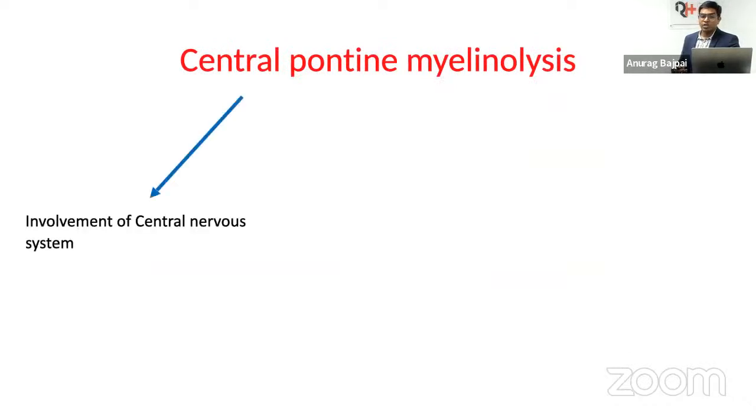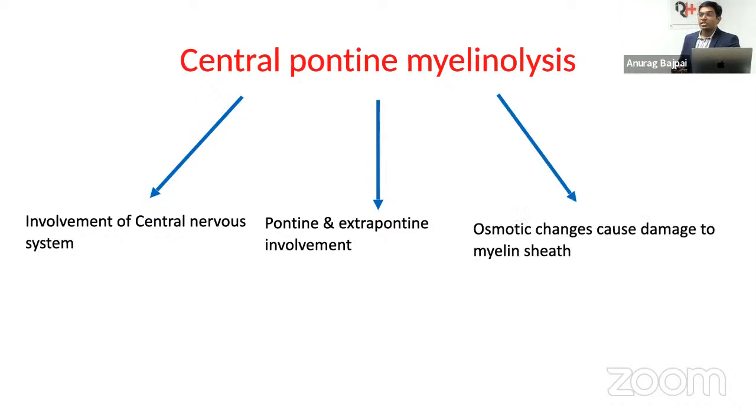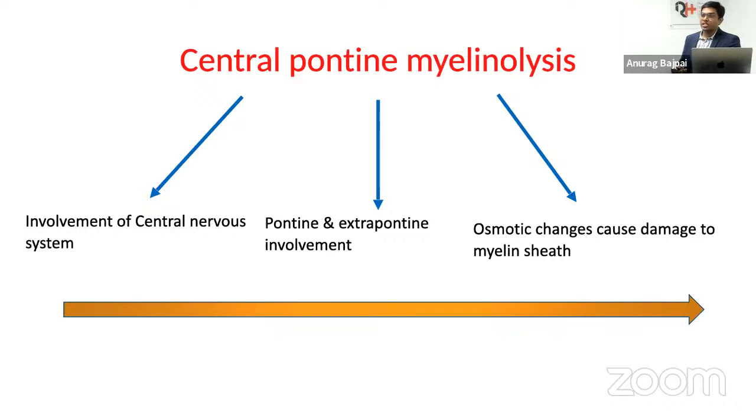It is an involvement of the central nervous system which causes pontine and extrapontine involvement, and this occurs typically due to osmotic changes. It is not due to inflammation or infection. Here the dehydration causes myelin sheath breakage and this causes the typical symptoms. If we see, this patient has a lucid interval. In the beginning, our patient was asymptomatic. We were happy that the patient was recovering.